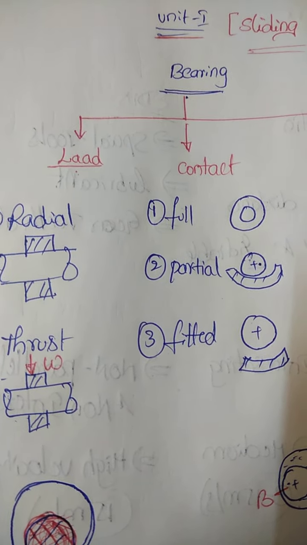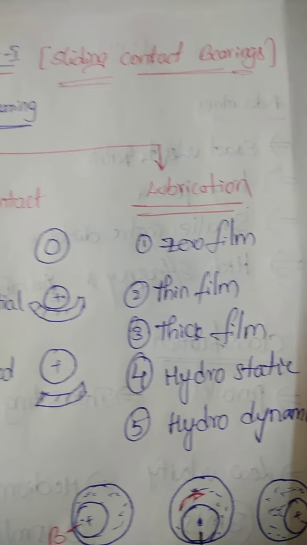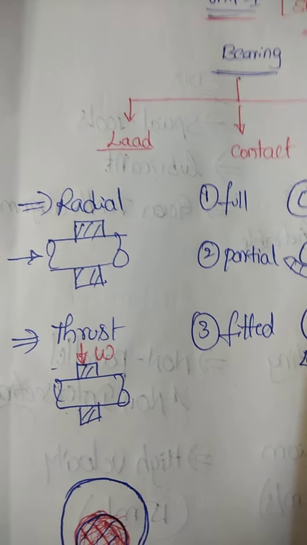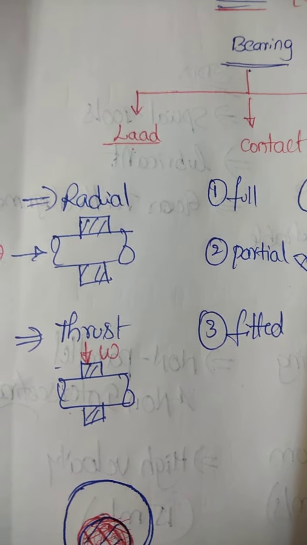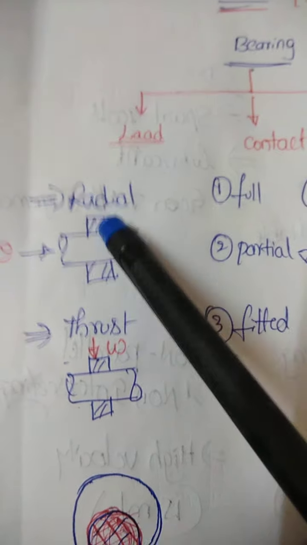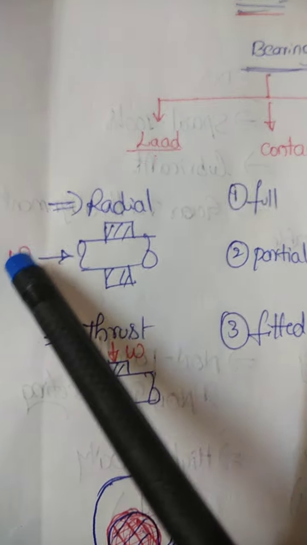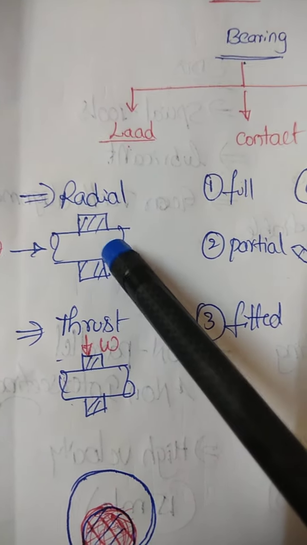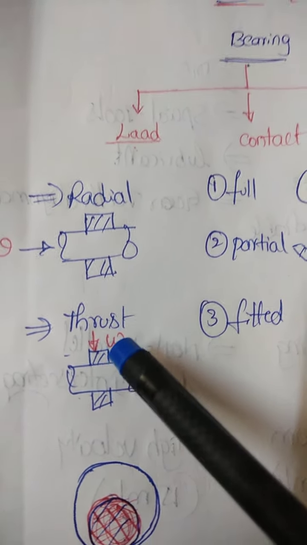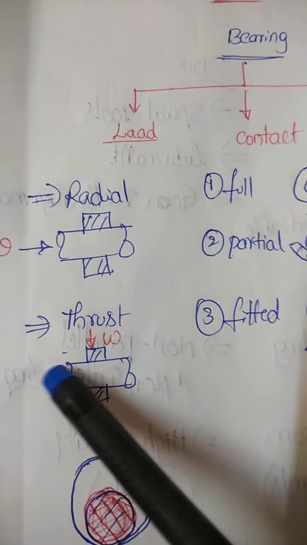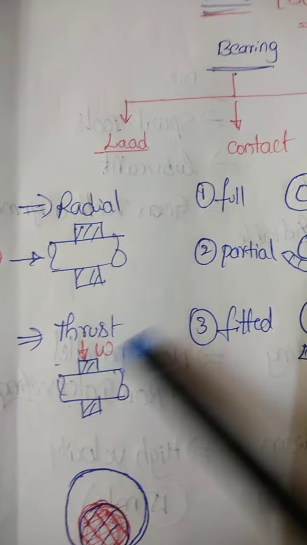Based on load, based on contact, and based on the lubrication system. You can see, based on load, there is the radial load contact bearing and the thrust contact bearing. Here, if this hatched part is the bearing, this is the rotating machine shaft, which is called the journal. If the load is acting perpendicular to the shaft axis, it is called a radial bearing. If the load is acting parallel to the shaft axis, this is called a thrust load bearing.